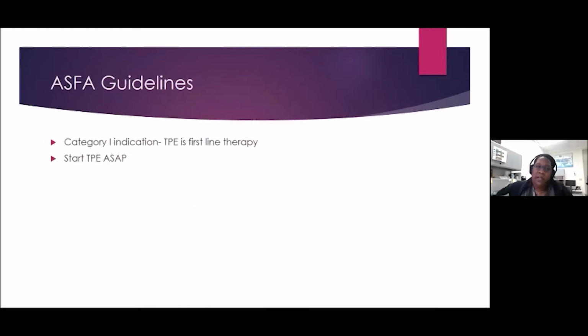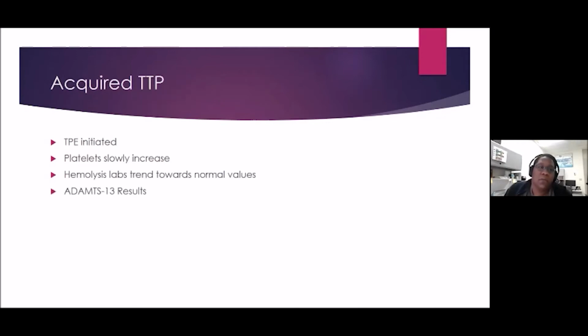So I think this is very likely TTP. So I would start TPE as soon as possible. So this patient, we think she has acquired TTP. She's an adult. We start TPE, and her platelets start to go up, and her hemolysis labs start to normalize, and her creatinine starts to go down.